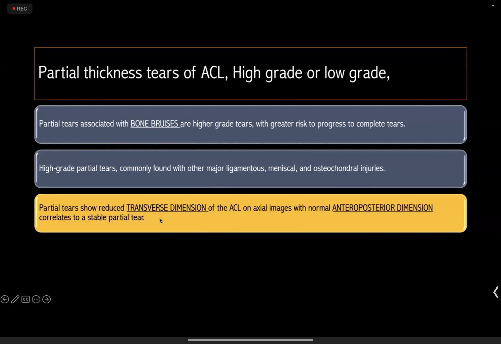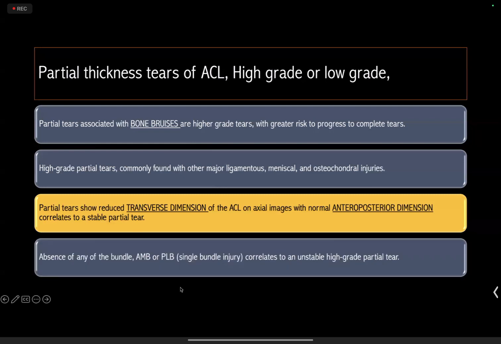Then I would always prefer a transverse or an axial cut rather than a sagittal image, because in anteroposterior dimensions the ligament usually appears normal or relatively bulkier, but in a transverse dimension we would be in a position to see the actual area, how much that entire ligament is occupying. The absence of any bundle would be termed as a single bundle injury, and it would be again correlated towards unstable or a high grade type of injury. So that usually would be the supportive evidences which would be provided to us if we are labeling, say, high grade or a low grade tears.